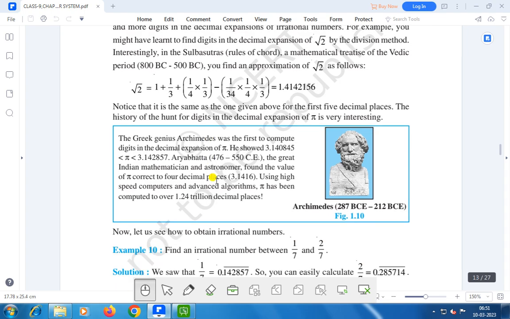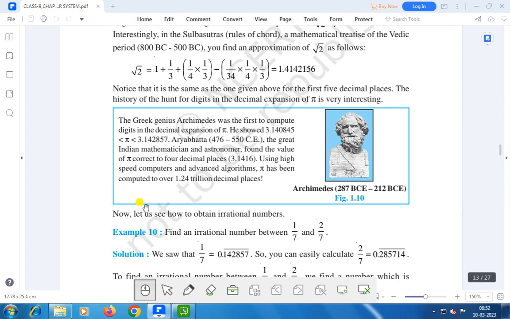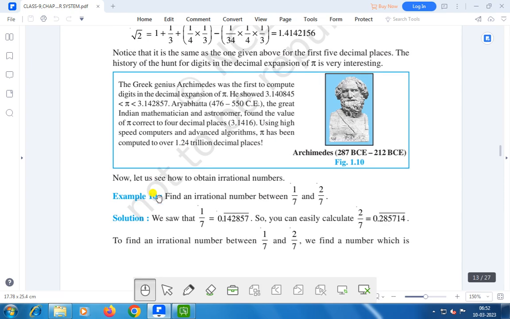The history of the hunt for digits in the decimal expansion of pi is very interesting. The Greek genius Archimedes was the first to compute digits in the decimal expansion of pi. He showed that pi lies between 3.140845 and 3.142857. Aryabhata, 476 to 550 CE, the great Indian mathematician and astronomer, found the value of pi correct to 4 decimal places, 3.1416. Using high-speed computers and advanced algorithms, pi has been computed to over 1.24 trillion decimal places.